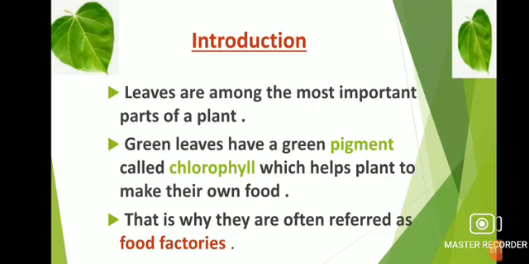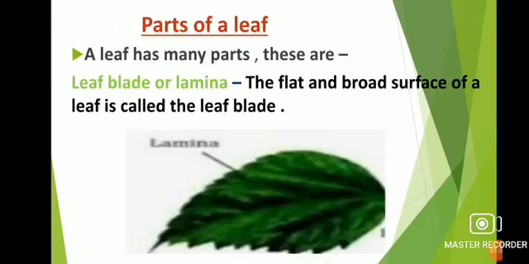Leaves are mainly green in color due to the presence of a green pigment, means a green color substance, which is called chlorophyll. The main function of leaves is to make food for the plants. That's why leaves are known as food factories. Now, the next topic of this chapter is parts of a leaf. Children, before discussing the parts of a leaf, first we should know about a leaf.